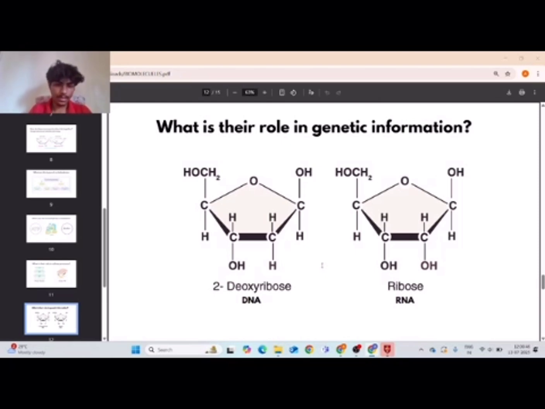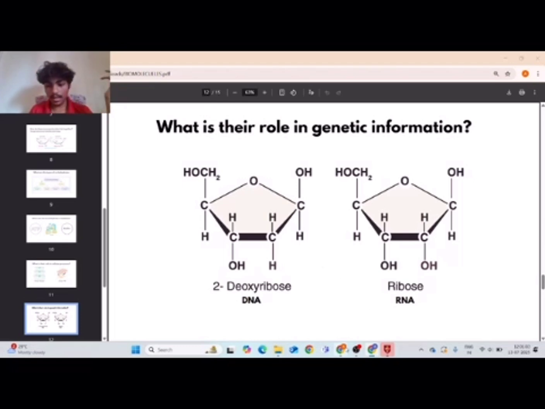never be formed. So in DNA, or deoxyribonucleic acid, the sugar present is called 2-deoxyribose sugar, while in RNA, which is ribonucleic acid, the sugar that is present is known as ribose sugar.